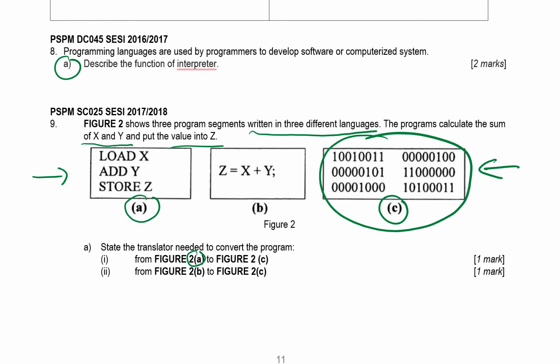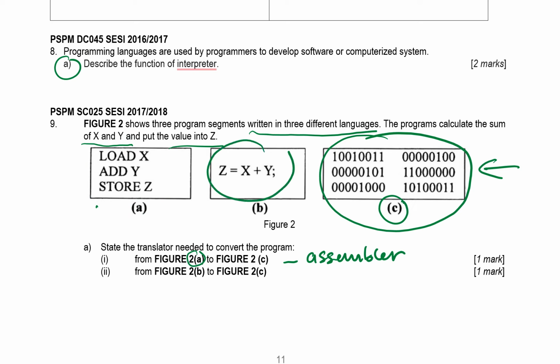Now, as I told you, this one is a mnemonic, or code, or abbreviation. So, of course, from 2A to C, the translator used is assembler.